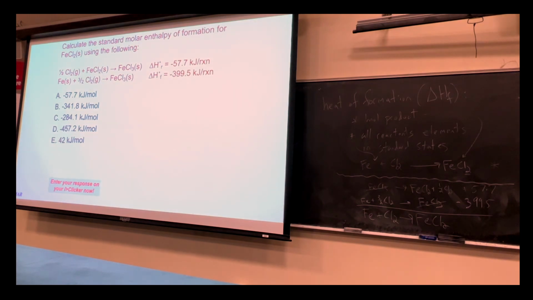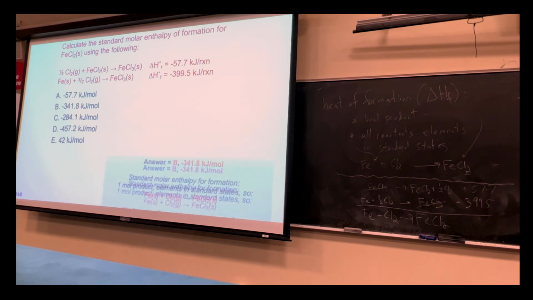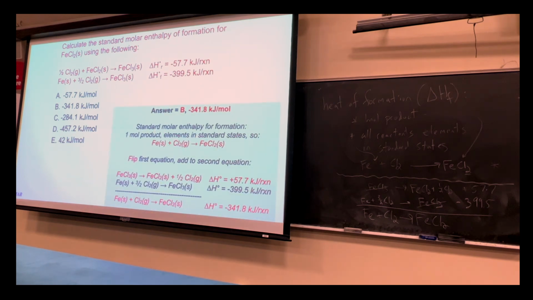So by flipping the iron(II), iron(III) chloride equation around, everything cancels out, and we're left with our heat of formation. And then the delta H for this reaction would just be negative 399.5 plus 57.7, and that comes out to be negative 341.8 kilojoules per mole.